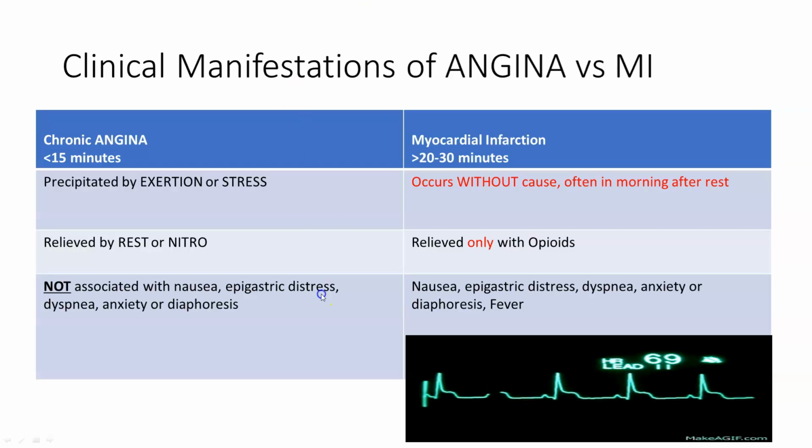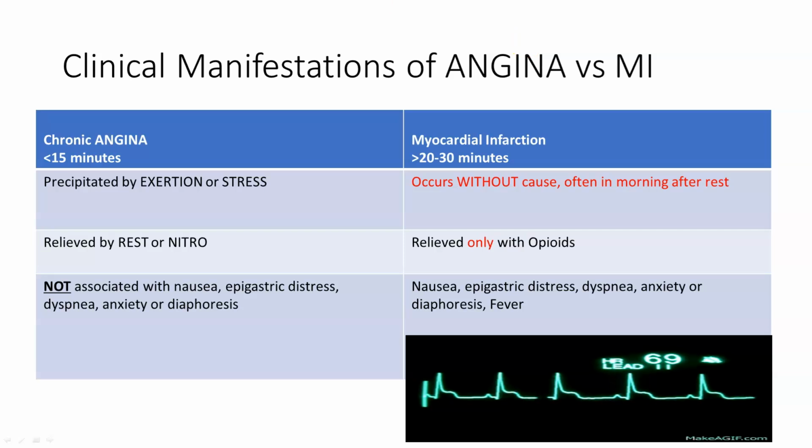Comparing and contrasting. So chronic stable angina, we said usually it's that time frame, 3 nitros every 5 minutes, that's 15 minutes. It's going to be precipitated by exertion or stress. The pain is going to be relieved by rest or nitro, and it is not associated with nausea, epigastric distress, dyspnea, anxiety, or diaphoresis.